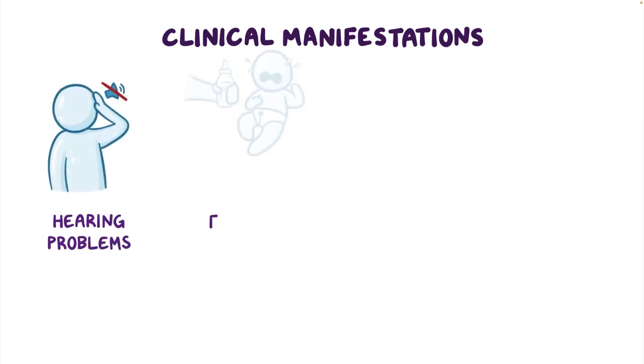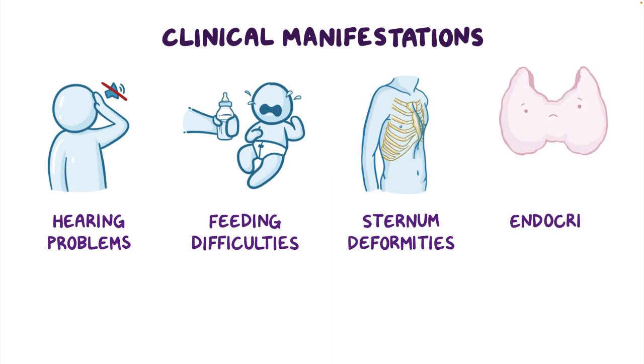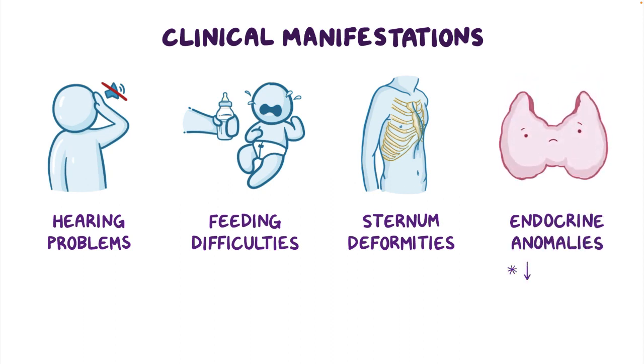Some individuals with PHACE syndrome may have additional symptoms like hearing problems, feeding difficulties, sternum or breastbone deformities, and endocrine anomalies like decreased secretion of thyroid hormones and growth hormone, among others.